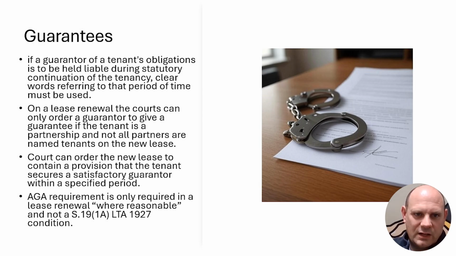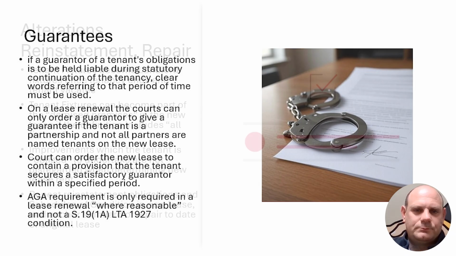No assignment without landlord's consent, such consent not to be unreasonably withheld, then the new lease should expressly record a phrase such as "were reasonable" before the requirement to provide an AGA as a condition of consent. It should be clear in the new lease the requirement for the "were reasonable" AGA is not a condition agreed pursuant to section 19(1)(a) of the Landlord and Tenant Act 1927.